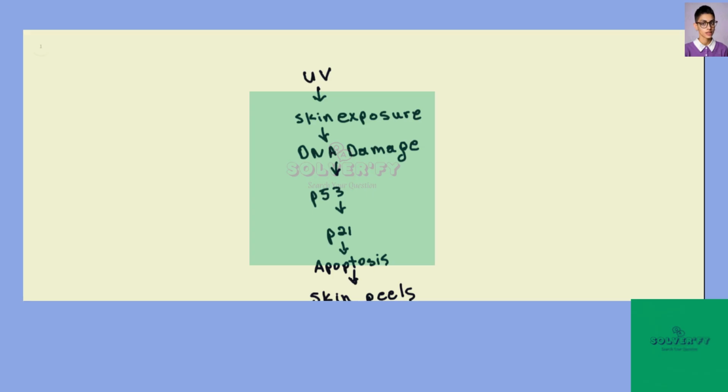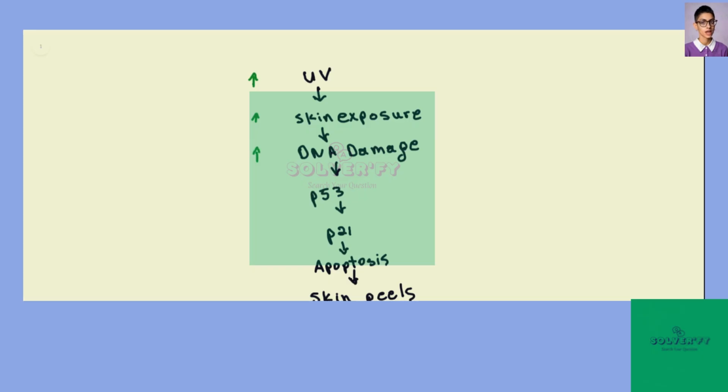Okay, we are given a pathway and we are asked what would happen if one of these links in the pathway would become dysfunctional. So first things first, let's notice that all of the effects that the previous node has on the following node are positive, meaning that an increase in one level results in the increase in all subsequent levels. So UV induces skin exposure.